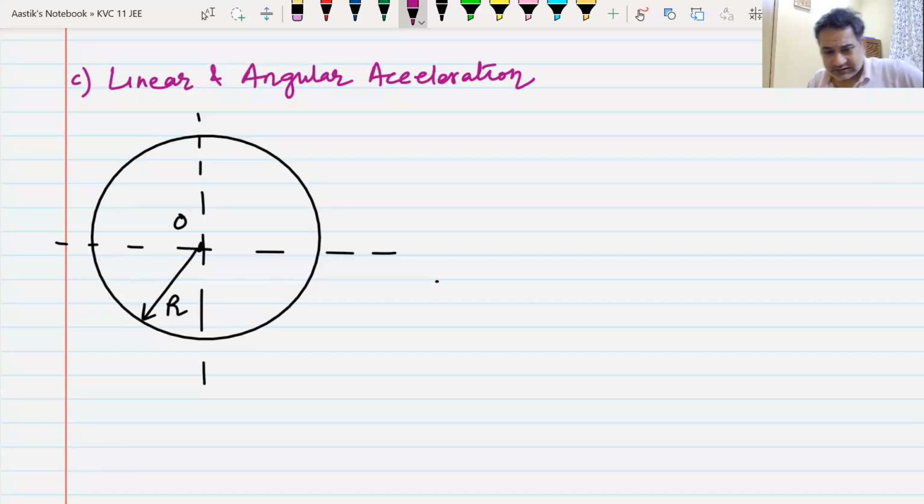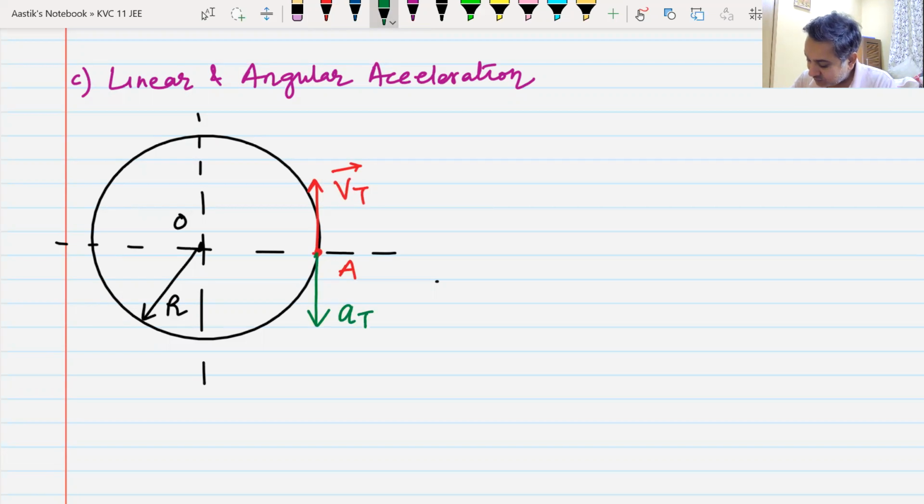Then we come to this next relation. Relation between linear and angular acceleration. We again go back to that circular path. O is the center, R is the radius. Now I have a particle A. Now, this particle A may have some tangential velocity like this. It can also have something known as tangential acceleration, AT.